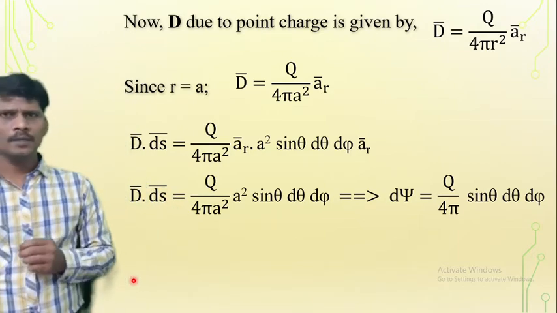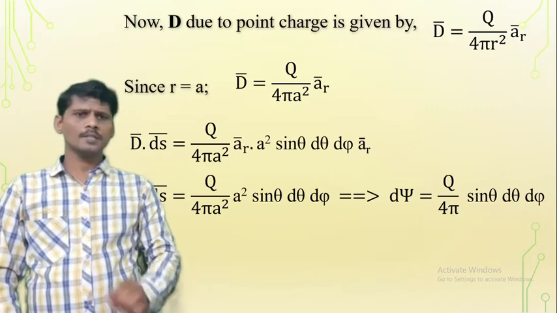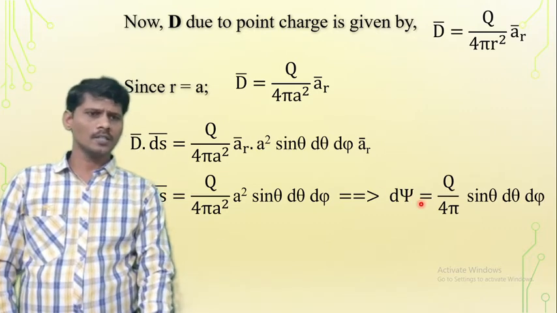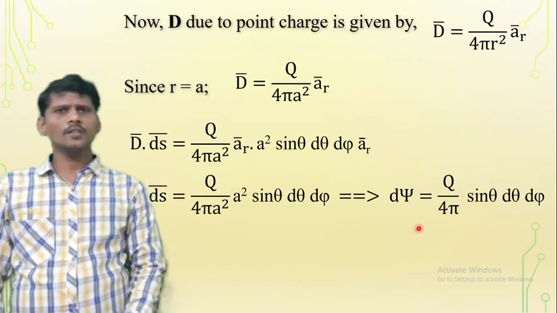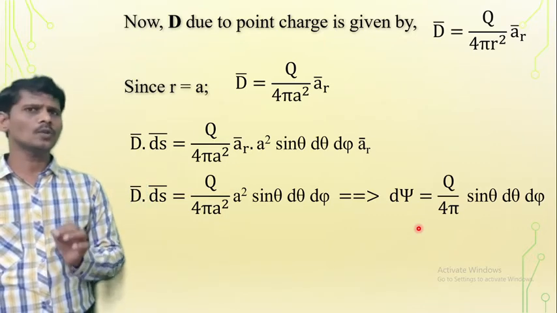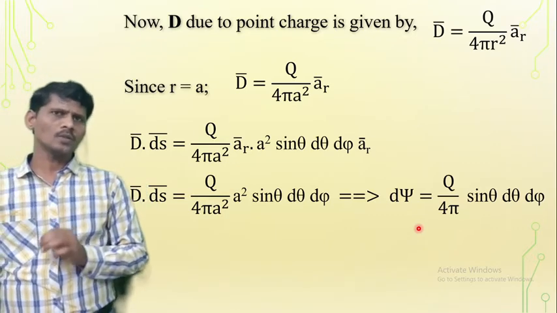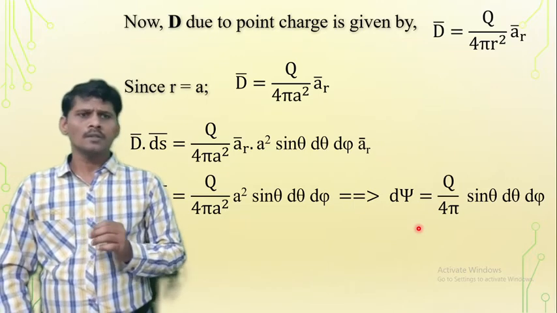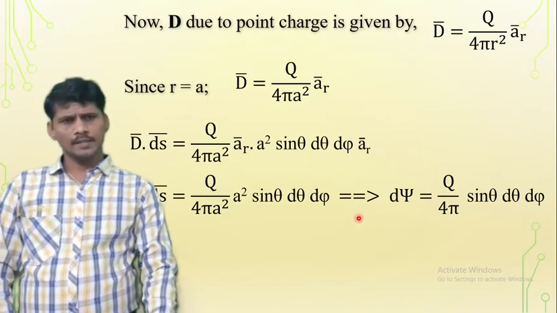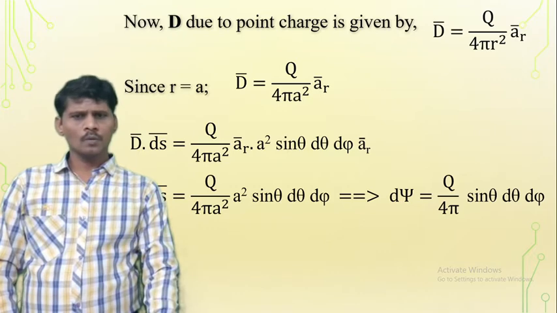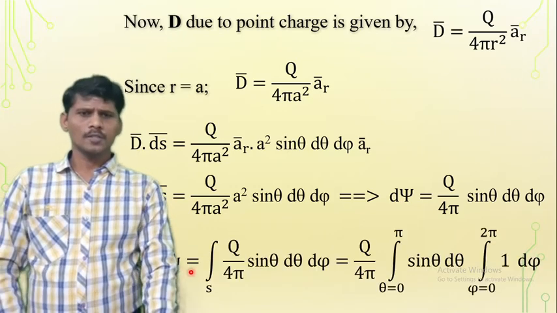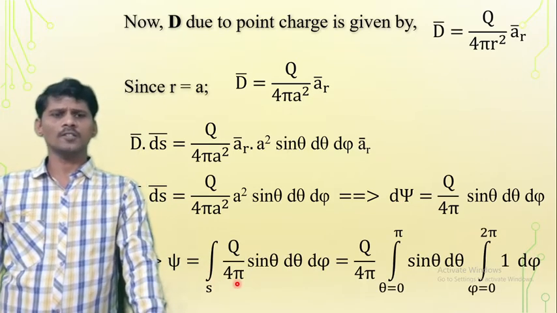According to the statement of the Gauss law, D bar dot ds bar is equal to d psi. So d psi is equal to that, and this is the differential flux. Now we want the total flux. How to calculate the total flux? Integrating on both sides over the closed surface, psi is equal to the surface integral of the RHS term.